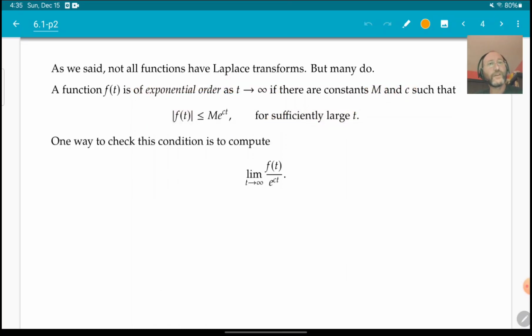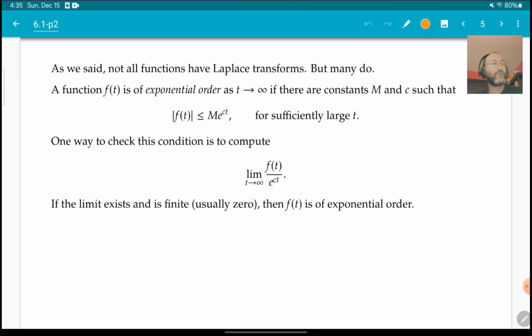So if you can pick them such that this is true, then we say that it's of exponential order as t goes to infinity. So one way to check this condition is to compute this limit, right? So if we basically divide by e to the ct, and if you compute this limit and get something finite, or actually, usually it's going to be zero. You can always make c just a little bit larger, and it's going to be zero. So if for some c this limit is finite, or again, usually zero, then f is of exponential order, right? That basically says that if we're doing a race between f and e to the ct, e to the ct wins, right? And so f is no worse than e to the ct.